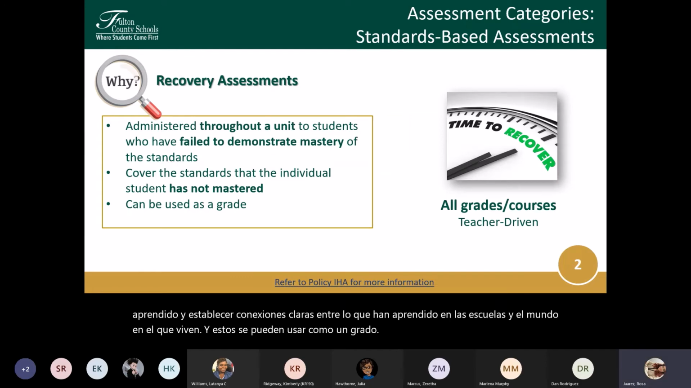Now, recovery assessments are administered throughout a unit to students who have failed to demonstrate mastery of the standards. They cover the standards that the individual student has not mastered, and these can also be used as a grade.